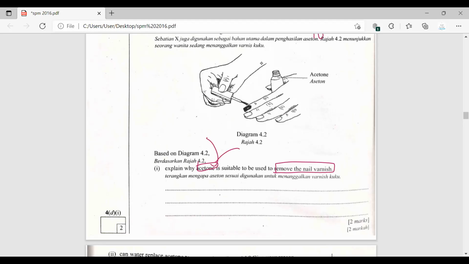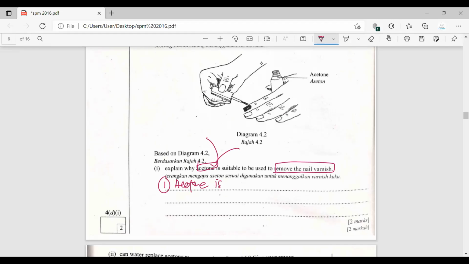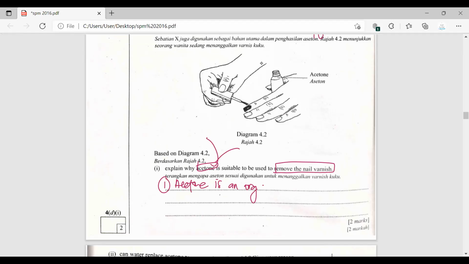Organic solvent. Very good. So first point is acetone is an organic solvent. Okay, what if teacher I didn't put acetone is an organic solvent? What if I put acetone is a covalent compound? Fine, no problem, it's still possible. What if you put acetone is an organic compound? Correct. You know the point that acetone is organic, is not water. You got your first mark.